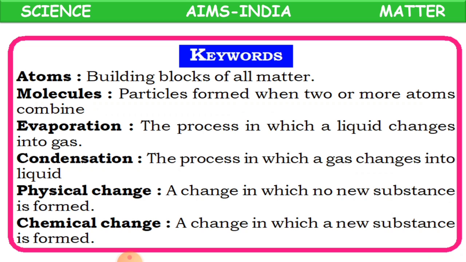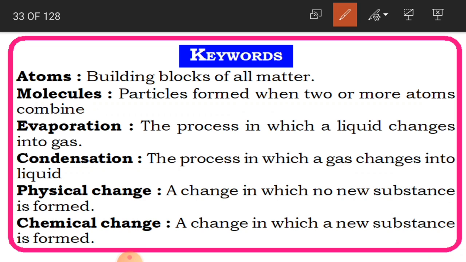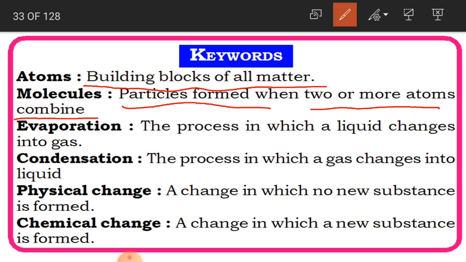Okay children, so what are atoms? Atoms are building blocks of all matter. So every matter has got atoms. And molecules are particles formed when two or more atoms combine. So what are molecules? When two or more atoms are combined, those particles are called molecules.